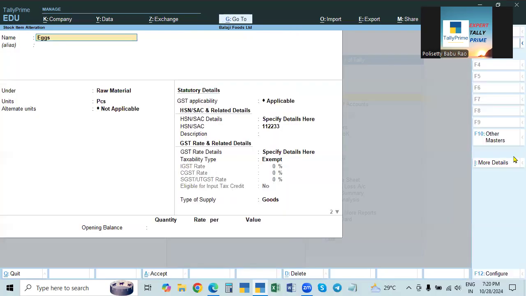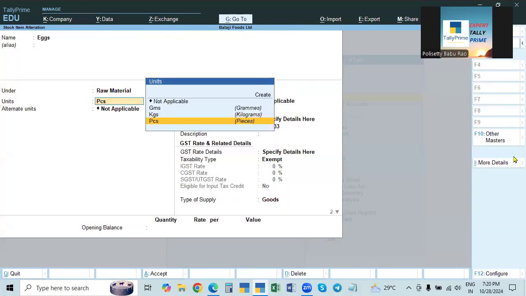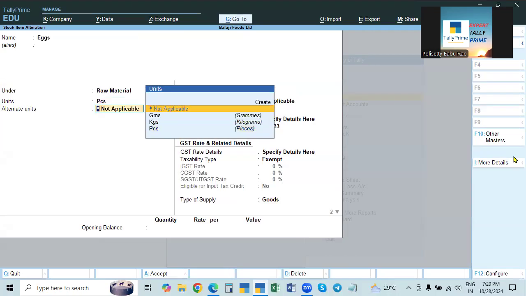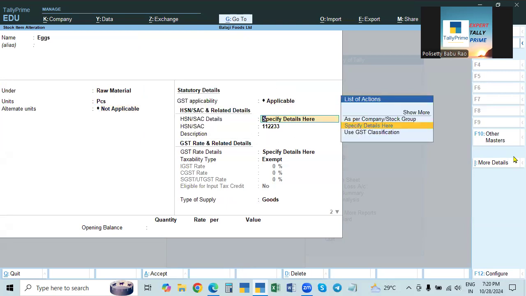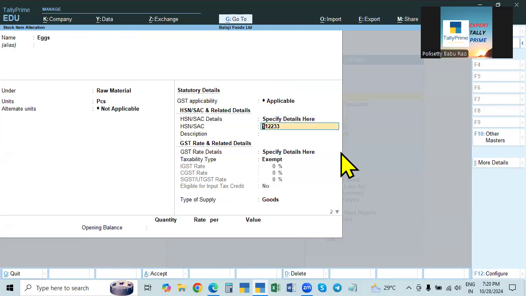Then you take up X. So X is raw material, pieces. For pieces, there is no alternate unit, whereas for kg, grams is the alternate unit. So you take up not applicable. And here it is also exempted. You will take up double one, double two, double three, and here you take up exempt.